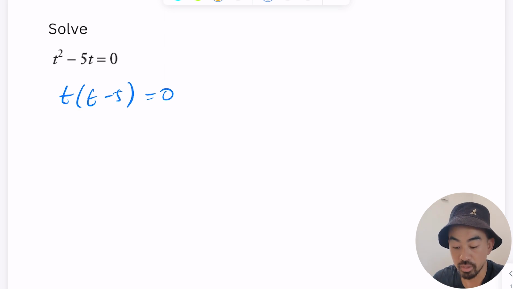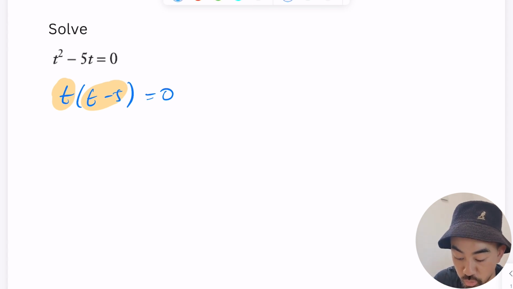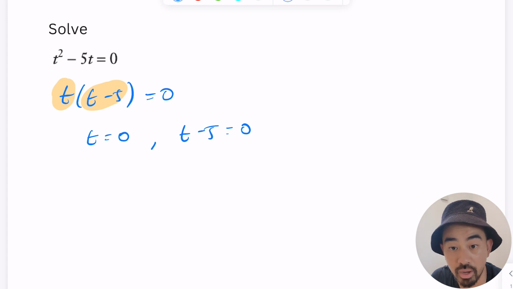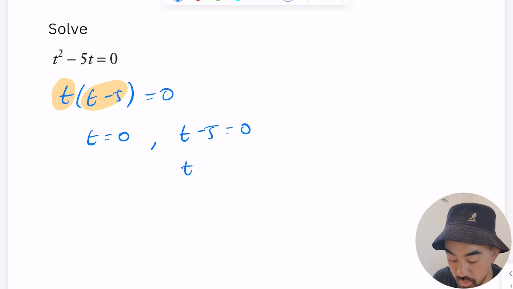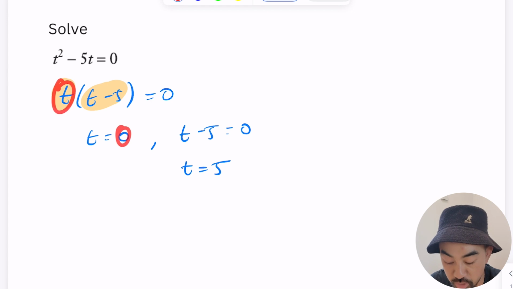Once you've factorized it, you can see that the t on the outside and the t minus 5 can each individually equal 0 in order to make this equation true. So I will write t is equal to 0. That'll be my one solution. And t minus 5 is equal to 0. That'll be my other solution. Now t equals 0 is already solved, so I just need to solve t minus 5 equals 0, which is t equals 5. And I'm done.